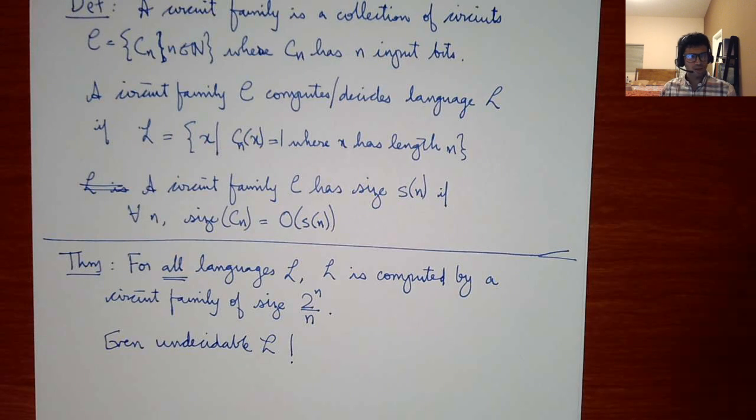So why isn't there a contradiction? We talked about the existence of uncomputable languages. So how can every language be computed by a circuit family? There isn't a contradiction, but do you see the point? So what is the response to that?